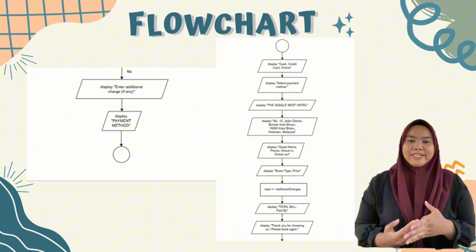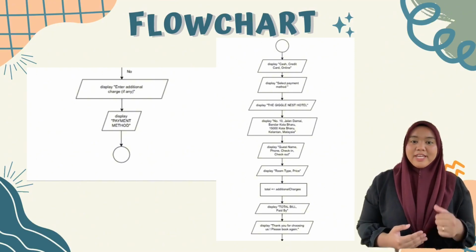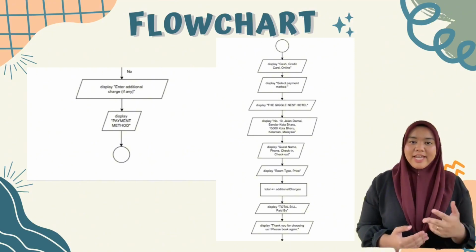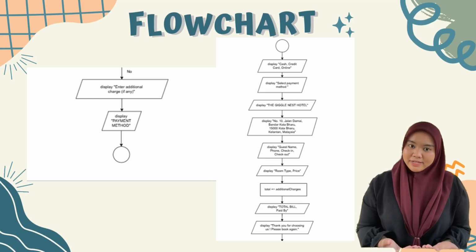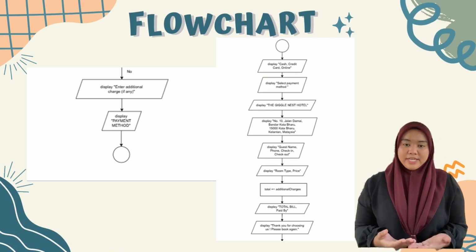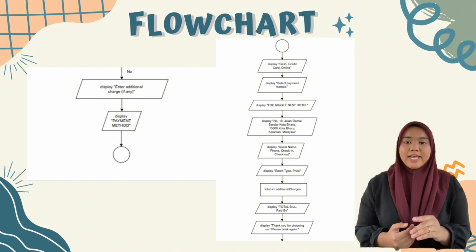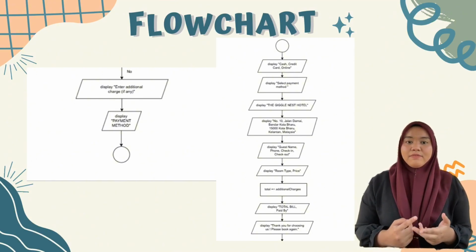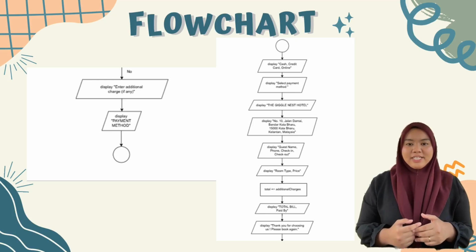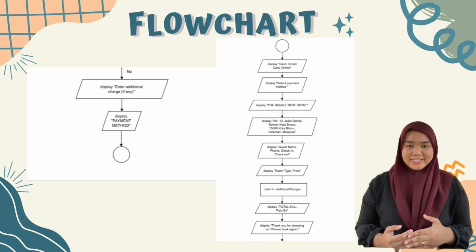The system first displays available payment methods, cash, credit card, or online, and the guest selects their preferred payment method. Once the payment method is chosen, the system generates a receipt that includes the hotel name and address, guest details such as name, phone, check-in and check-out dates, room type, pricing, and total charges, including any additional charges.